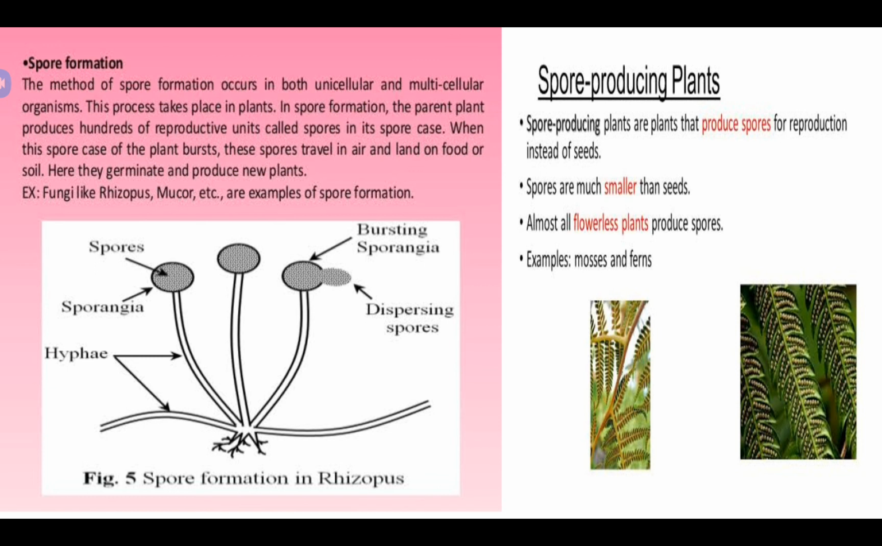Generally, what is the method of asexual reproduction? Spore formation. This spore is covered by a hard protective coat. This hard protective coat can withstand unfavorable conditions such as high temperature and low humidity, and they can survive for a long time also. So what is that? That is nothing but sporangia. If they get favorable conditions, a spore germinates and develops into a new individual.